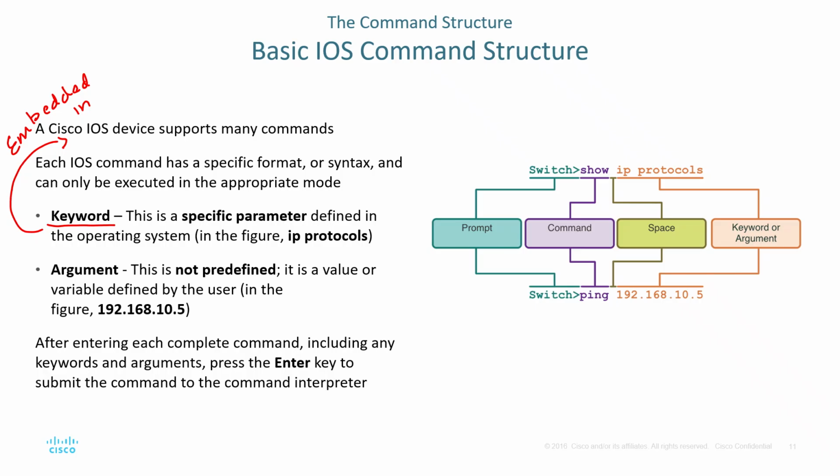Okay, so this is again a specific parameter. In this example, IP protocol. So we're going to break down this little image in a second. An argument is not predefined. An argument is a value or a variable that is defined by us, the user.